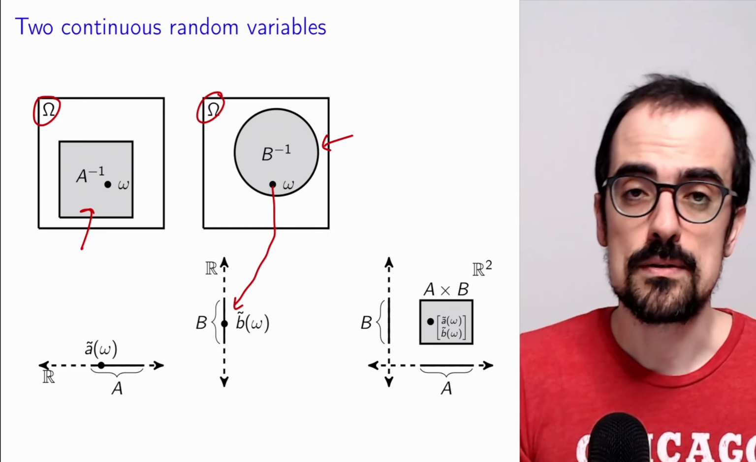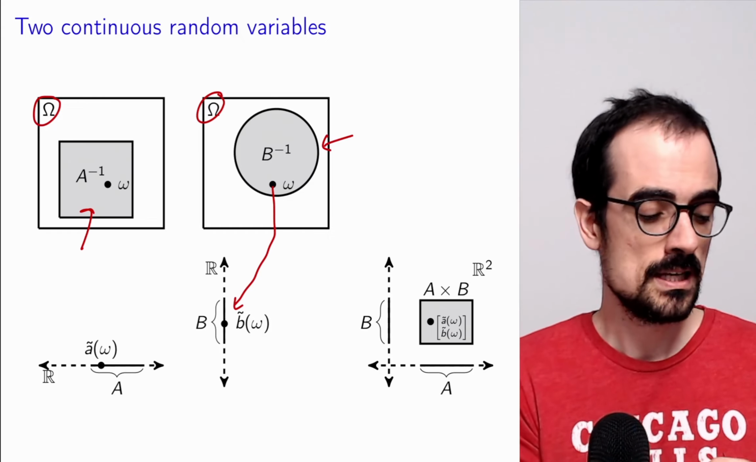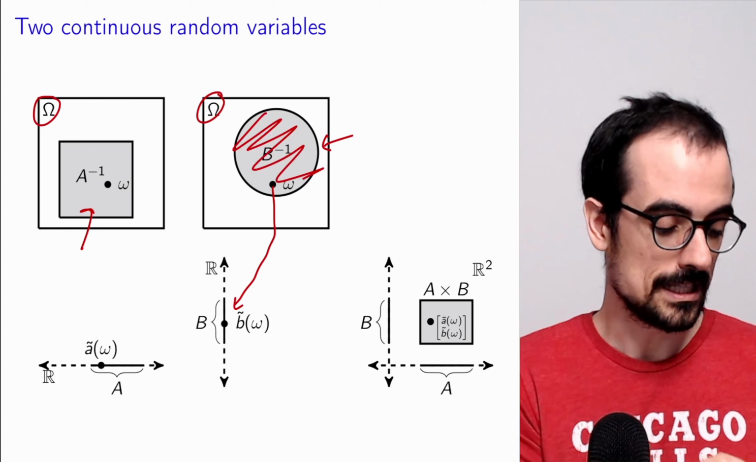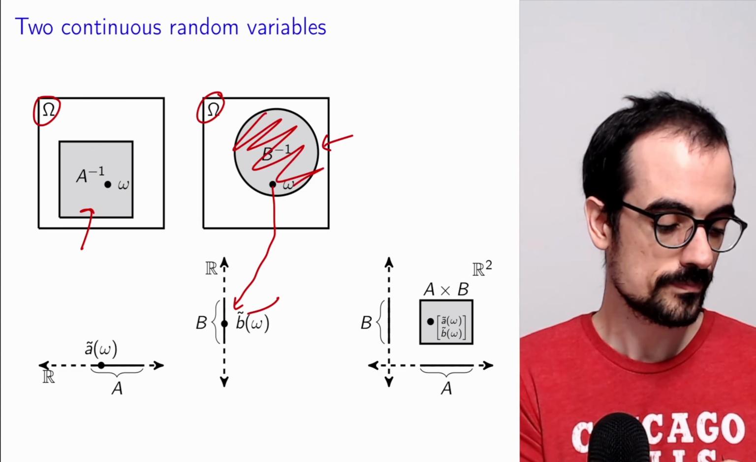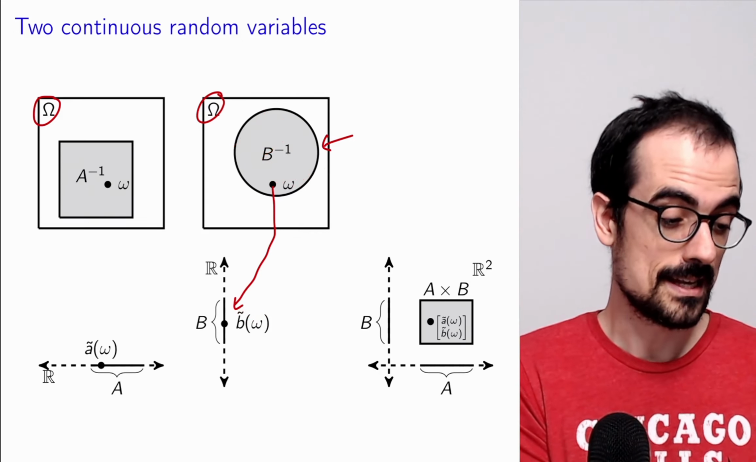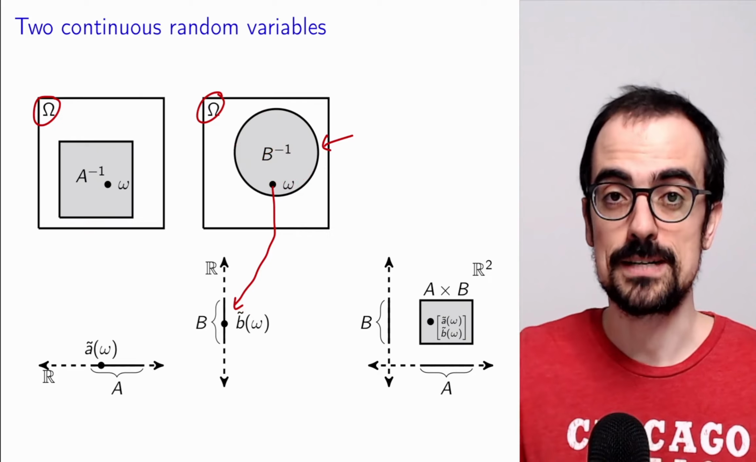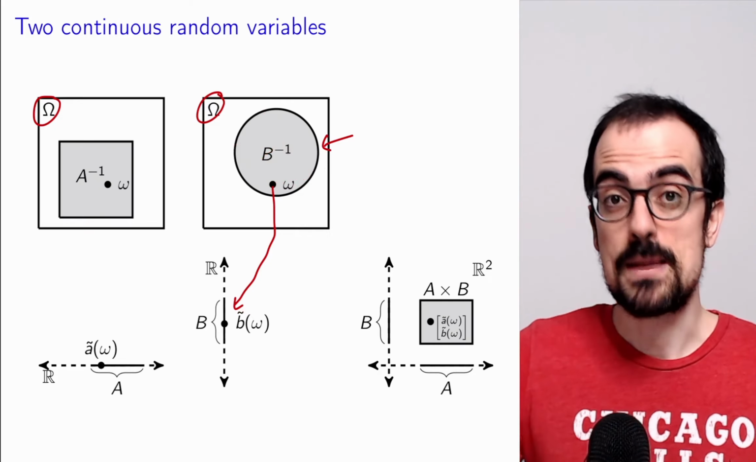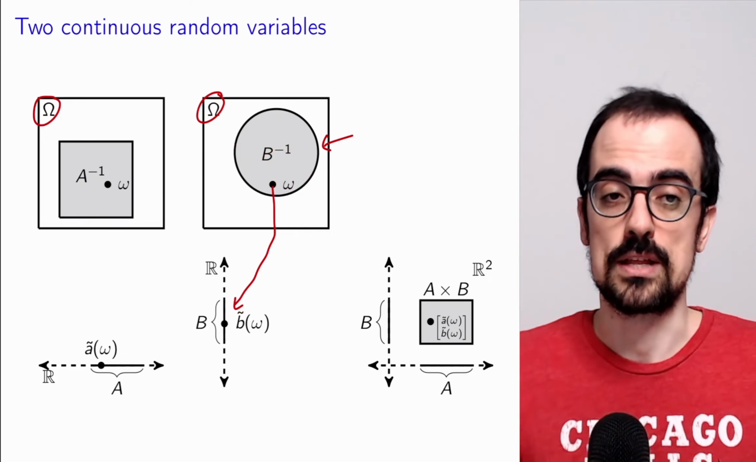If the random variable B is a valid random variable, then all of these outcomes that map to this interval form an event that has an assigned probability. It belongs to the collection. The probability measure has to assign it a probability by definition of a valid continuous random variable.